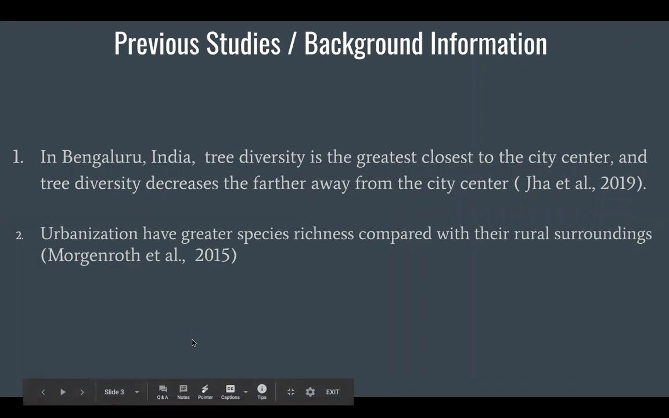So, some previous studies to back that information up, to sort of contextualize where I got the research question from, was from this first study in India, where tree diversity is the greatest close to the center of the city, and it decreases as you move away from the city, and also from a study from Morgenroth et al., where urbanization has greater species richness compared to the rural surroundings.